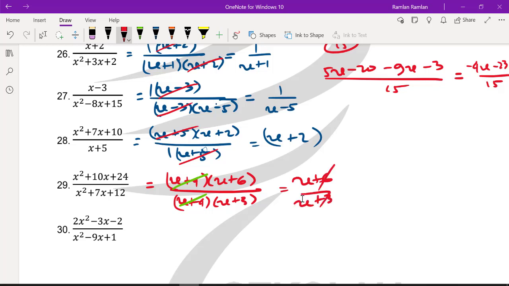Can we do this? No. Just leave it like this. This is 6 and 3. You do not do it like this, because again, they are being added. Just leave it like that. You can try to do number 30 by yourself later.